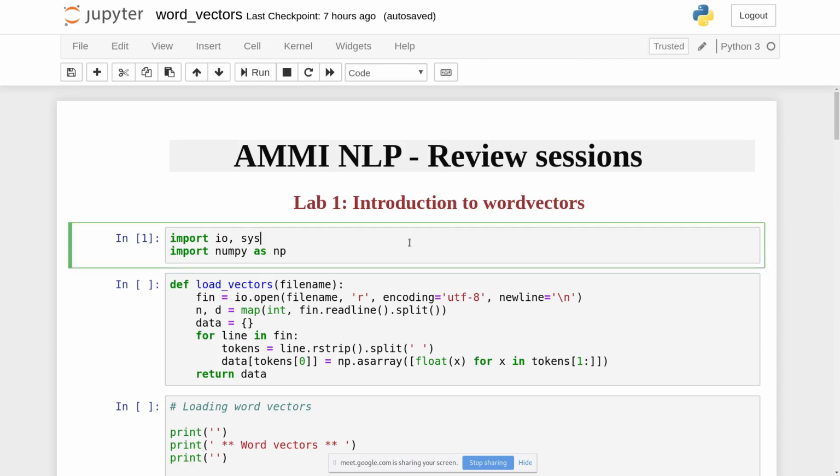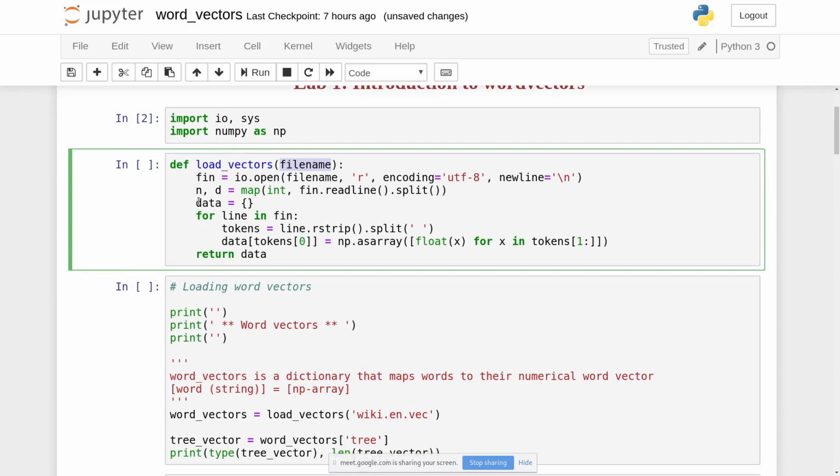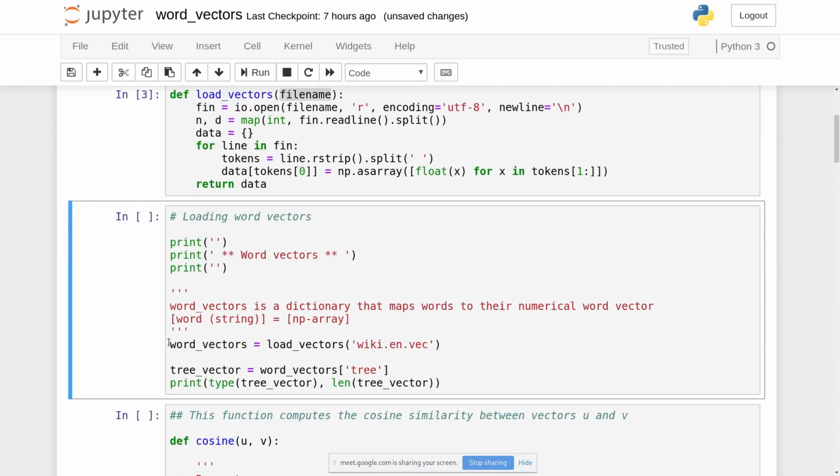So we'll start with the imports, and the first function here, the load vectors function. It returns a Python dictionary that maps a word, which is a string, to a NumPy array. This function takes the file name, because in our implementation there are English word vectors and French word vectors, and it's going to parse the text and return the word vectors. So here we are going to call the function load vectors.